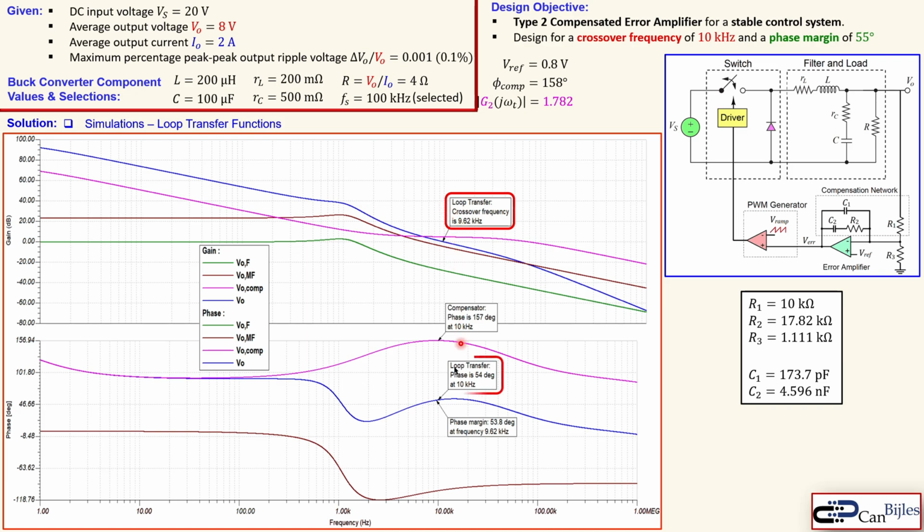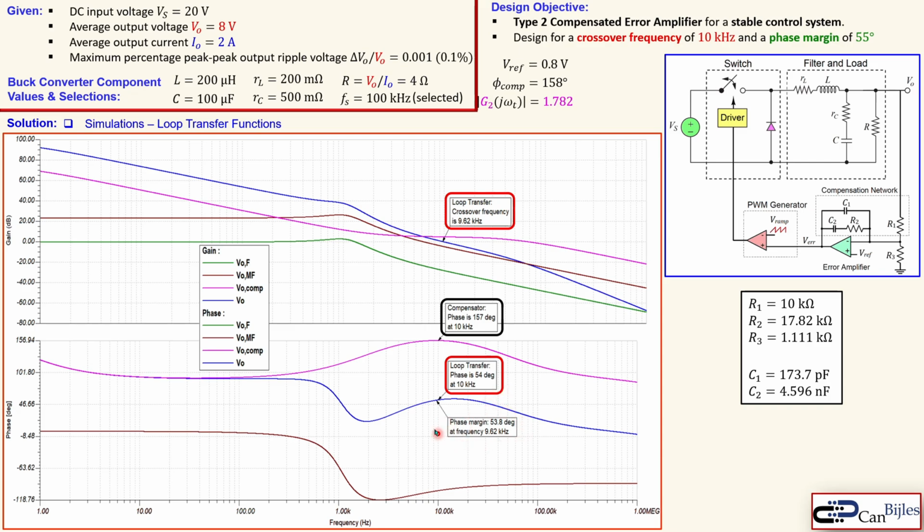At the same frequency, we have at the loop transfer a phase of 54 degrees. In TINA TI Spice it's always positive, so we actually ignore that 180 degrees. So we see here that this is 54 degrees as a phase margin, which is a little bit smaller than the 55 degrees we wanted. So still close, we can say this is perfect. We also see that the compensator itself will add 157 degrees instead of 158 degrees. So there's a small error there, which will also translate to an error here. But it's all close, so that is perfectly fine.